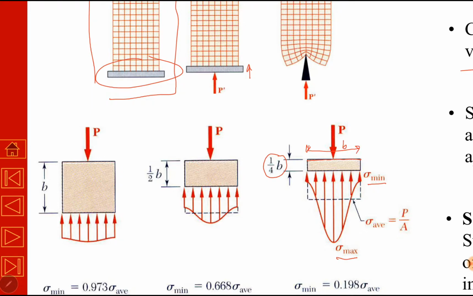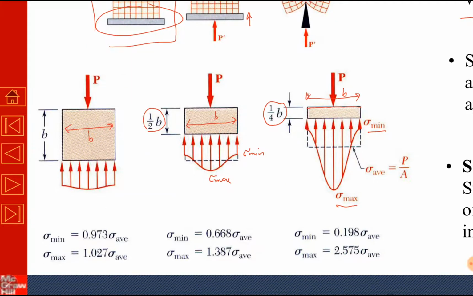Okay, now if we go further at a depth of 1/2B, again this is B, the variation between sigma minimum and sigma maximum will be a little lower. And if we further move till a depth of B, the minimum and maximum stresses are almost the same. Here's the relationship: sigma minimum is 0.9 times sigma average, sigma maximum is 1 times sigma average. So 0.9 and 1.0 are almost the same.